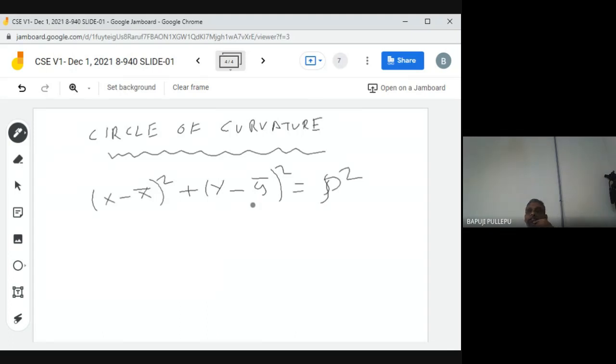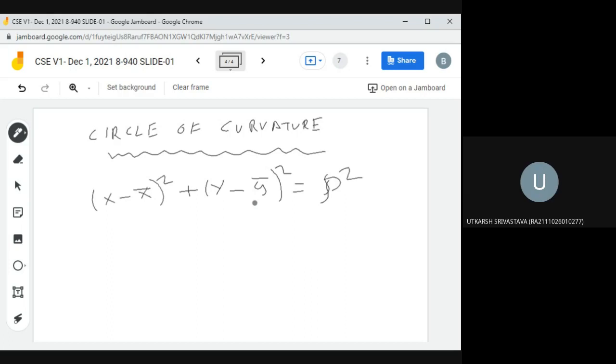I think cycle test 2 portions are completed: second unit and third unit. You have 20 into 1 marks, 20 marks. Then 5 into 4: 6 questions they will give, 5 questions you have to attempt. 5 into 4, 20 marks. 20 plus 20, 40. Another 10 marks, they will give 2 questions, any one question you can attempt. 1 into 10, 10 marks. 50 marks, 2 hours.